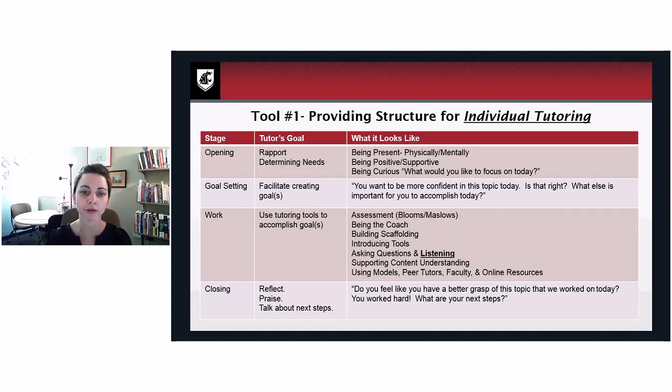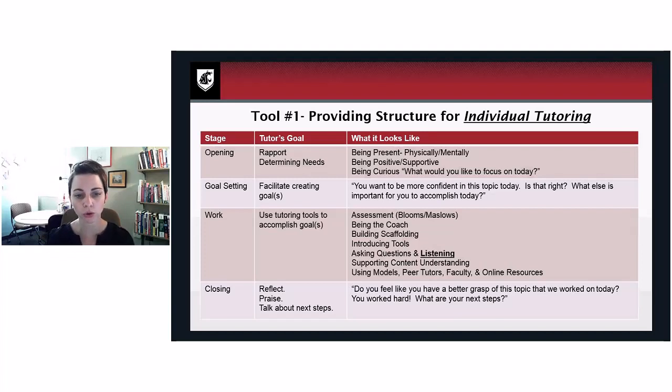And then you reiterate back to them the goals that you heard them share with you. It sounds like it's most important that you want to become more confident in this particular topic. Is that right? What else is important that we cover today? And that what else question is really key. That's how you get at things that you might otherwise miss.